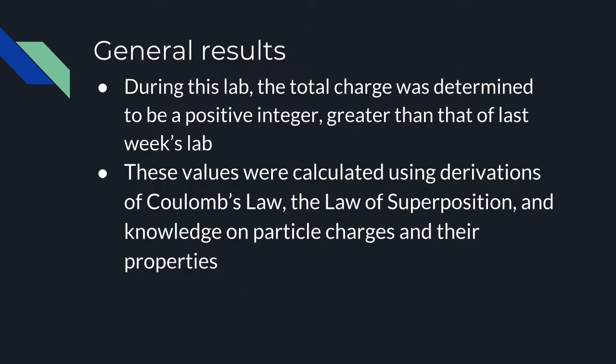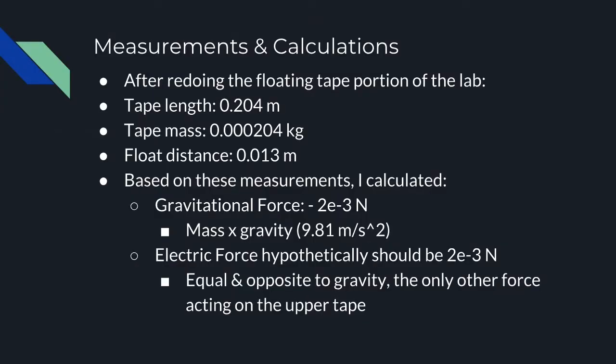During this lab, the total charge was determined to be a positive integer greater than that of last week's lab. These values were calculated using derivations of Coulomb's law, the law of superposition, and knowledge on particle charges and their properties. After redoing the floating tape portion of Lab 1, I've calculated the tape length to be 0.204 meters, the mass of the tape to be 0.000204 kilograms, and the distance between the two floating tapes to be 0.013 meters.